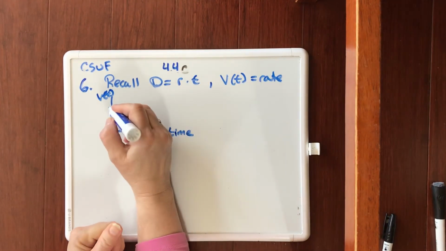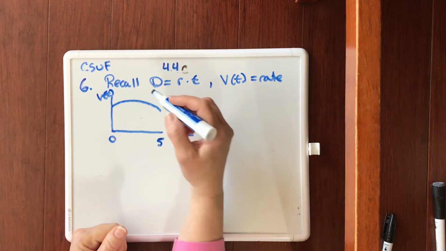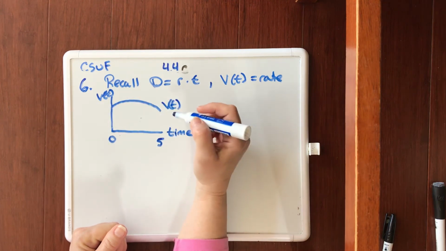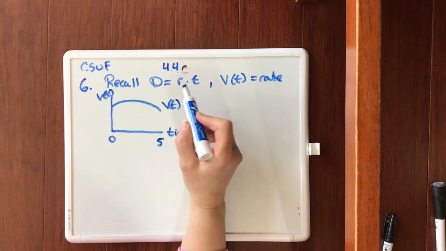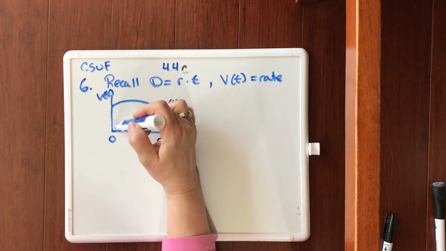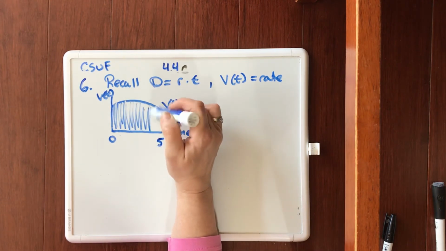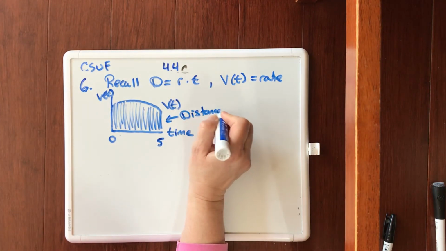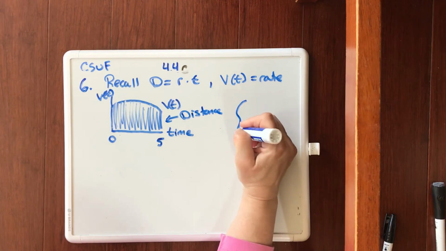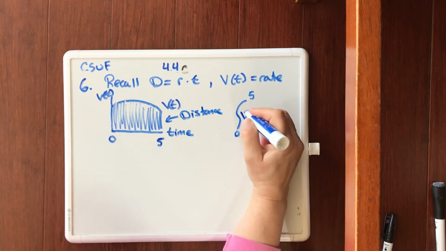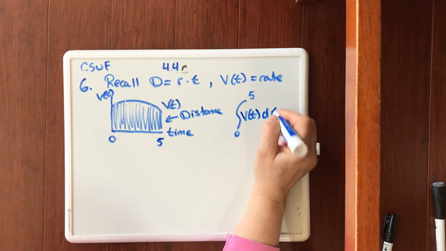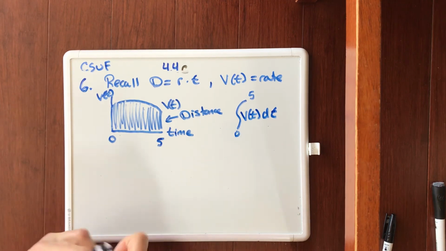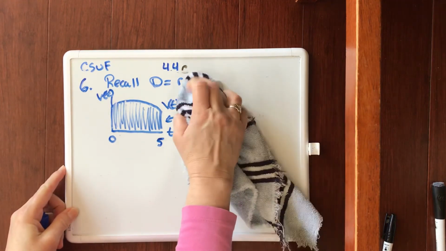All right, so here we go. There's a graph, 0 to 5. This is v of t, this line right here. And remember, rate times time equals distance. So when we take the area under here from 0 to 5, this is our distance. So we would want to integrate from 0 to 5 of v of t dt. Now let's look at the first question on WebAssign. So there's your hint for that problem.